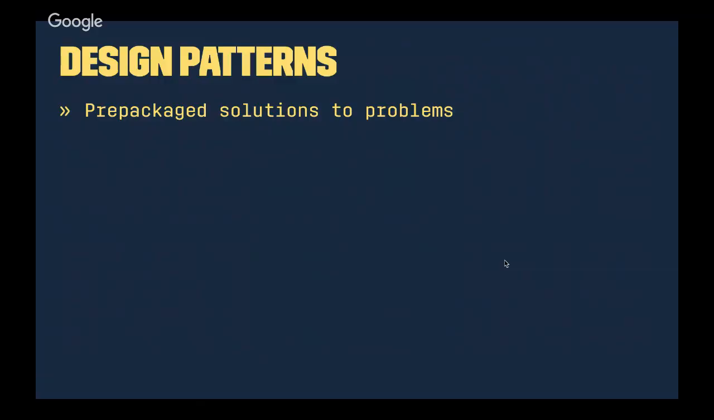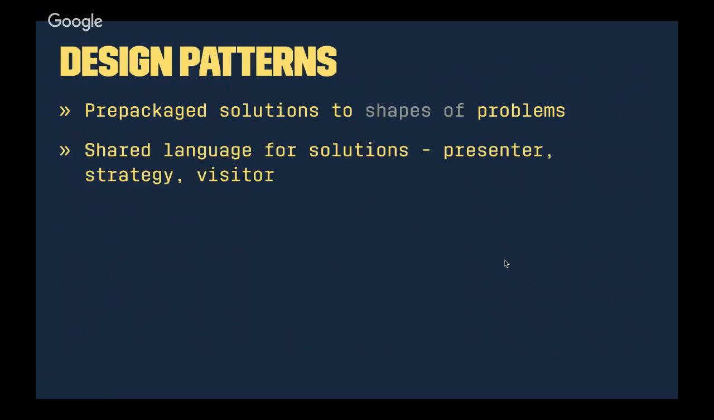I would say something fairly similar. A design pattern is sort of a prepackaged solution to a problem. It's a little bit hard to make this precise. I don't mean some library you can go grab and reuse. I mean prepackaged solutions to shapes of problems, consistent patterns that you see pop up. And one of the really important things about design patterns is that it gives you a shared language for talking about and understanding solutions, right? Like you may have heard the terms presenter and strategy and visitor. If you see in the code that something is a presenter, you have an expectation about what it does. You can look past the extraneous details and see the essence of the thing.